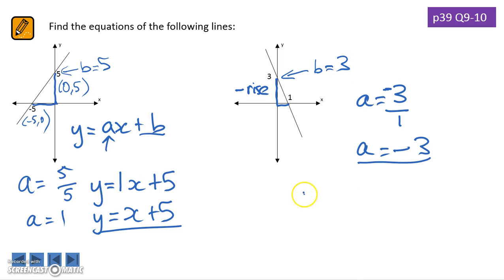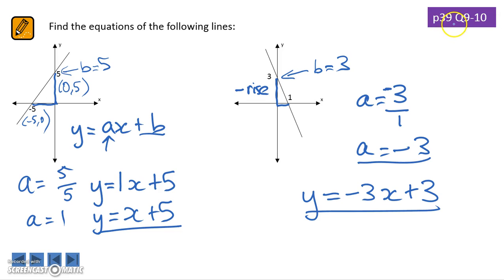We've got our y-intercept. So let's put those in the general equation formula. So minus 3x plus 3. That's where it hits the y-intercept. So that's the last stage. If you go to question 9 on page 39, there's ones very similar to this. So have a go and see if you can do that last step.